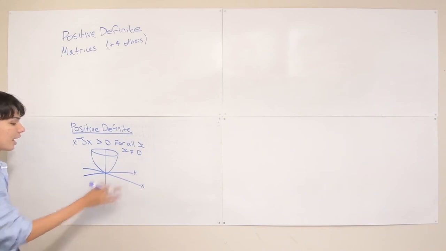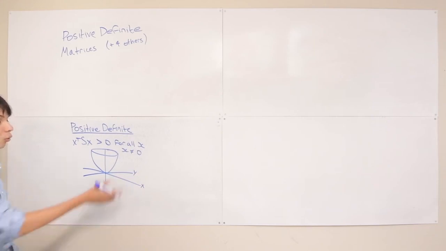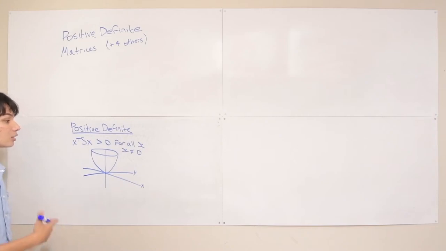But the thing is that having this graphical intuition becomes unhelpful when your S is bigger than 2 by 2. If we only relied on this graphical intuition to classify a matrix as positive definite, or any of the other 4 that we're going to be talking about, then once S goes over being 2 by 2, you can't graph it anymore.